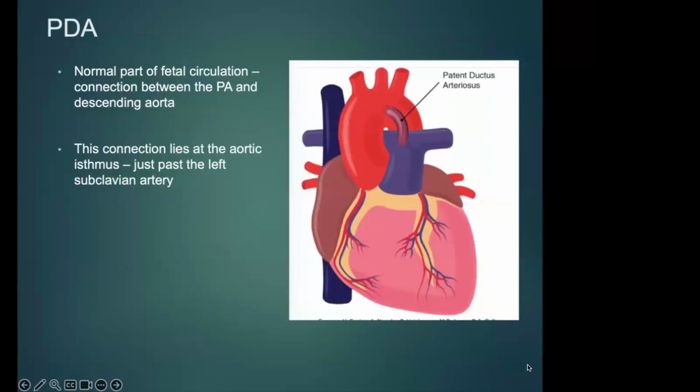And quickly, we'll go through PDAs. We recently had one in the lab here, and essentially this is a normal part of fetal circulation, which typically closes shortly after birth. The reason that it closes is because you get a drop in your intrathoracic pressures when the baby breathes. And so that leads to closing of the shunt, as the aortic pressures are much higher than the pulmonary circulation.